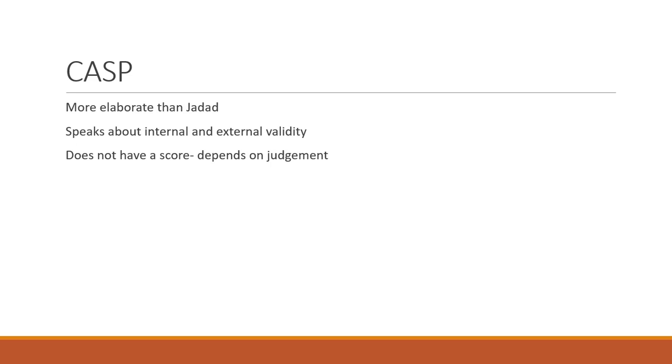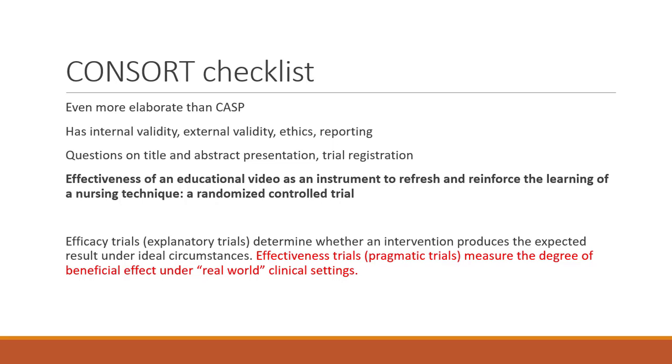If you go through the website, you will understand that CASP was made for a workshop, so it does not have a score. It is just a checklist. It is giving you guidelines and it depends on your judgment. Now you have the consort checklist. Consort checklist is even more elaborate than the CASP checklist. It has internal validity, external validity, it has ethics, and it has reporting. So it starts with questions on title and abstract, presentation, trial registration, etc.